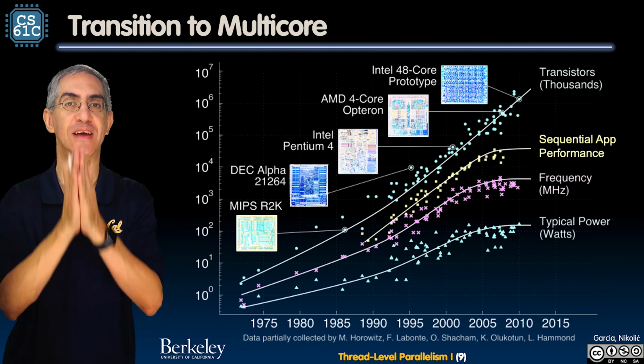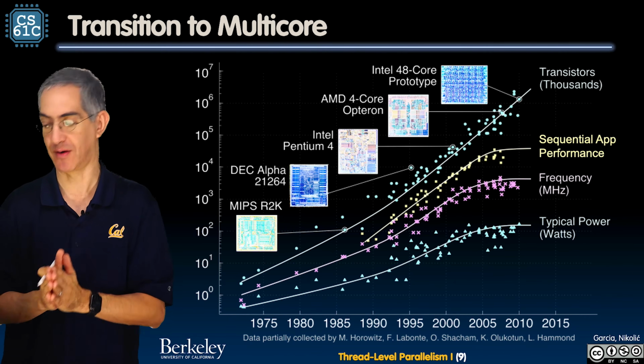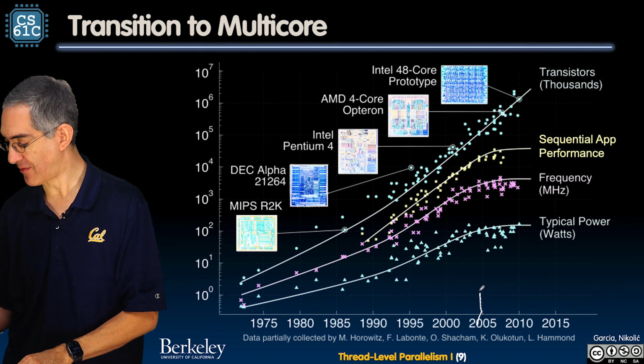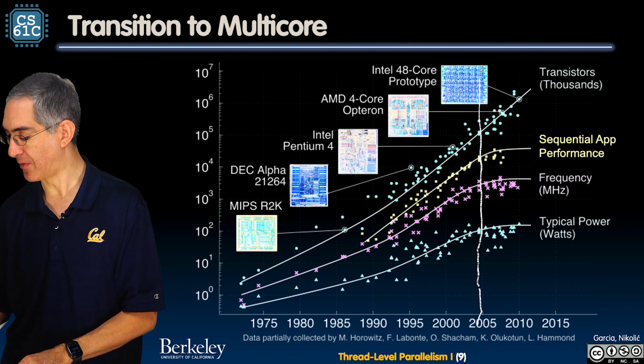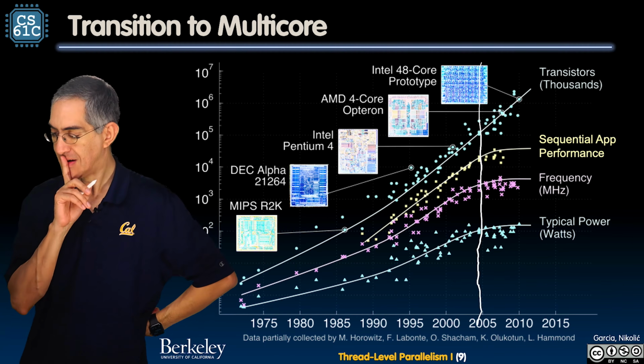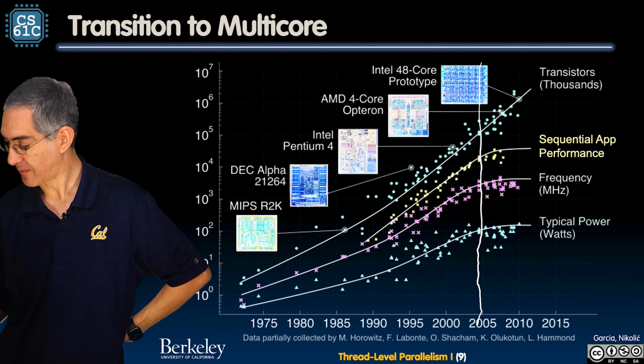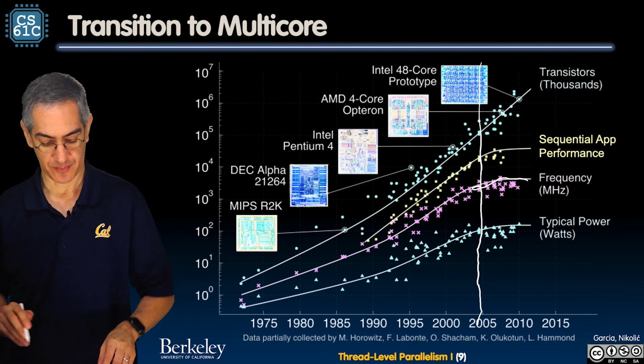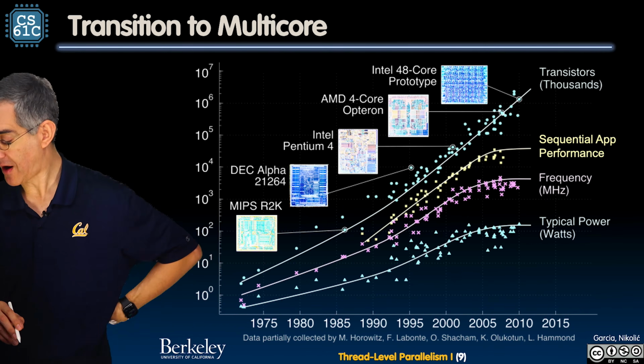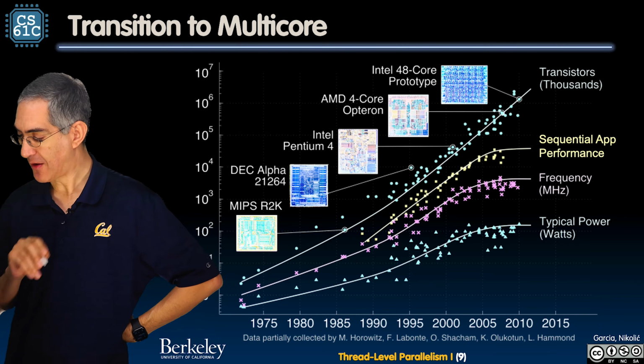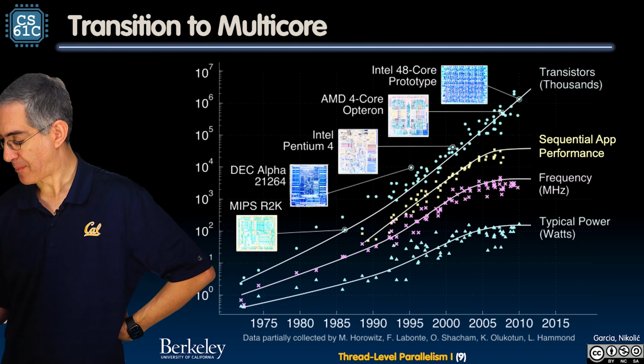A sea change in computer architecture happened around 2005. Look at this number. Everything changes around that. You saw the clock frequency start to level off. Well, that's an issue. The clock frequency levels off. Now the power levels off.